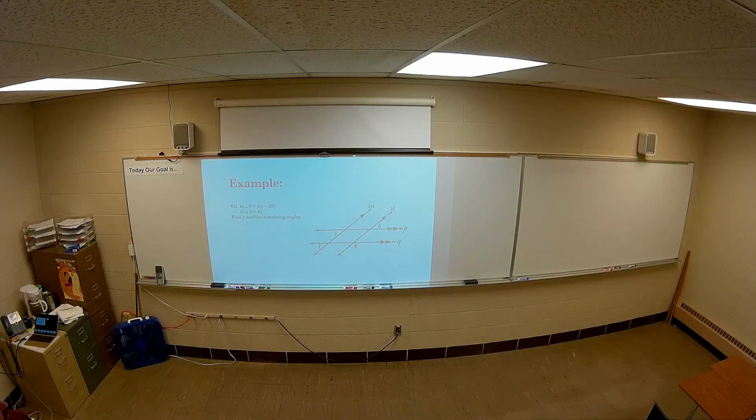Okay, so now I'm giving you 6 and 8. 6 is 4 times in parentheses y minus 25, and 8 is 4y. That's 6 and 8 on this picture. What I want you to try to do is find all the angles in that picture. This is our last problem today.